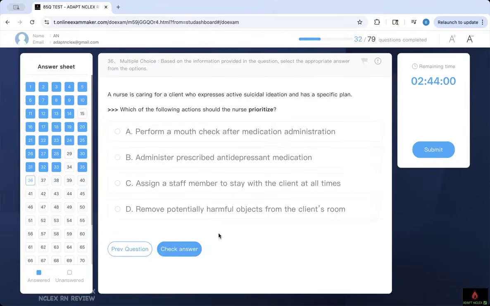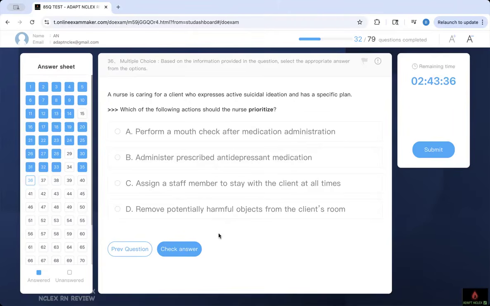Next is caring for a client who expresses active suicidal ideation and a specific plan. He has a plan. We have trouble. Which of the following actions should the nurse prioritize? Perform a mouth check after medication administration, administer prescribed antidepressant medication, assign a staff member to stay with the client at all times, remove potentially harmful objects from the client.